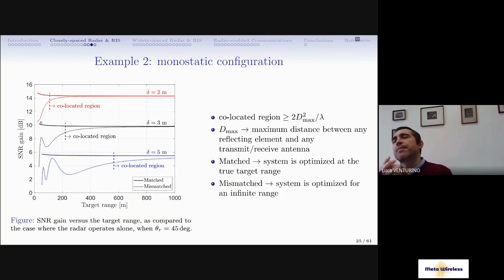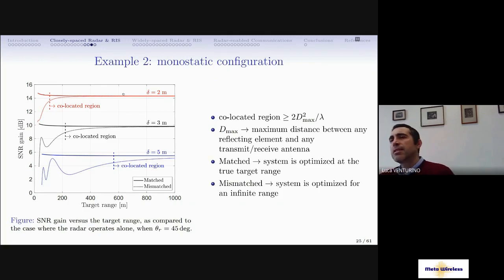So what we see here is that when the target range is close, is small, there is a big gap between the matched design, which means that we design the response of the RIS to focus at some particular point at a given range, or rather to illuminate a target at an infinite distance. But as the target range increases, these two solutions actually converge, which means that the RIS design becomes range independent.